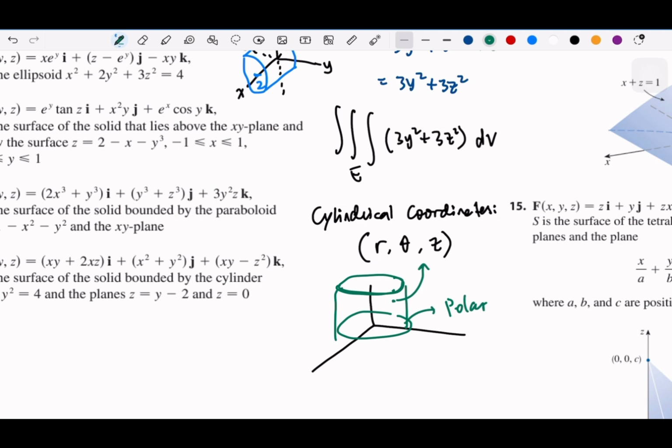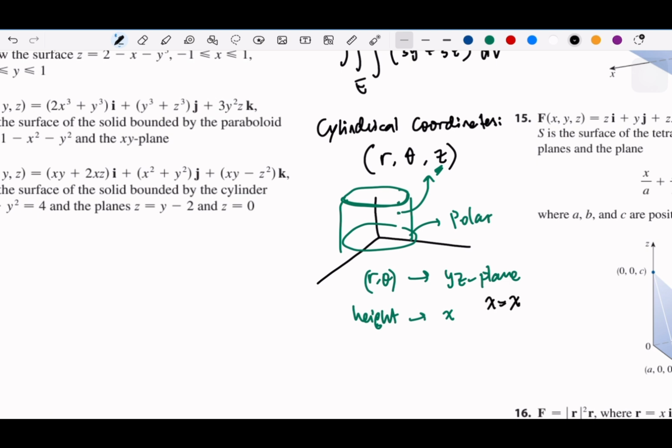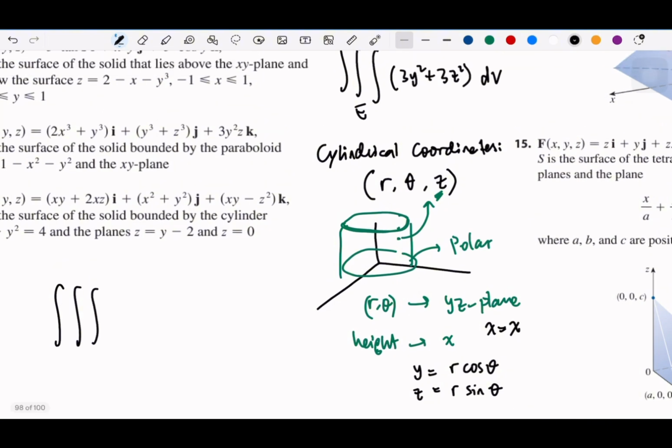So basically, if the r theta is on the yz plane, then the height will be x. So this axis here will be x. So x will act like x, just the same, but for y and z will be a polar conversion, okay? And then we can describe that in the cylindrical triple integrals.